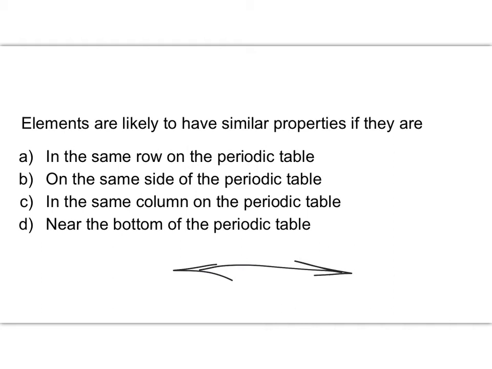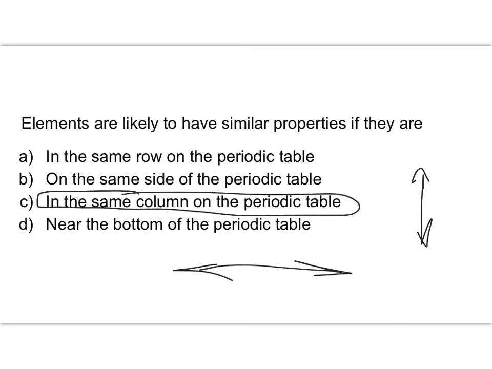The thing that makes them likely to have similar properties is if they are in the same column or the same group. Another way of asking this question would be they would have similar properties if they had the same number of valence electrons. And again, the valence electrons are connected to the group, so that's kind of 2 different ways of saying the same thing. Valence electrons and groups are connected on the periodic table, so either one of those would be right.